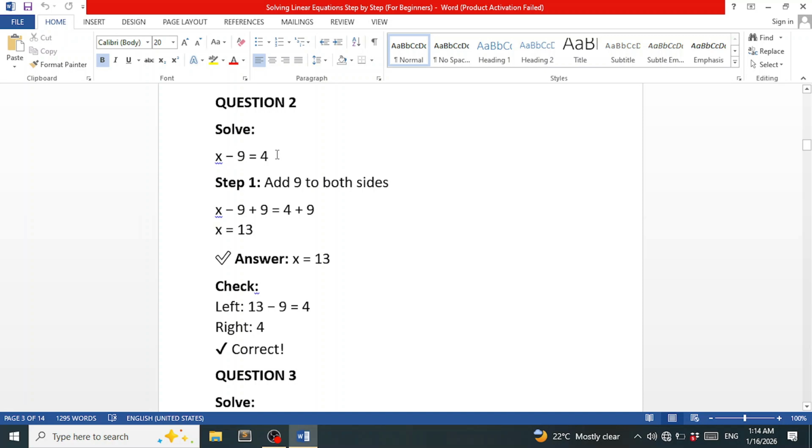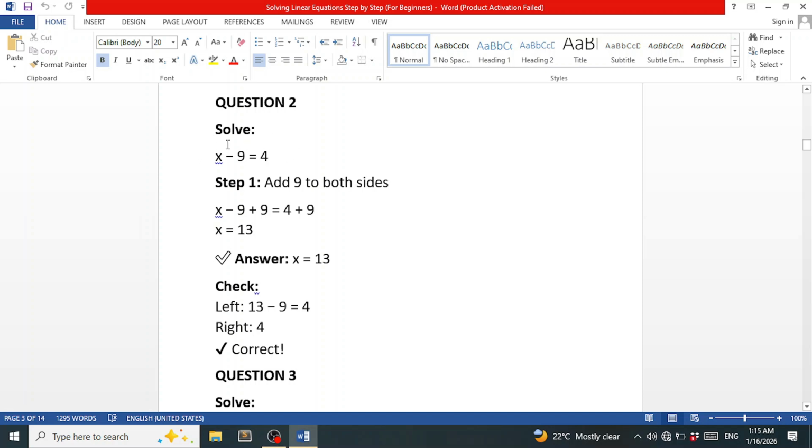Otherwise, many students fail from the start because of these operations or the signs, okay? But if you understand that, then it's going to be simple. When a positive number crosses the equal sign, it becomes a negative. But when a negative number crosses the equal sign, like for this question 2, it's going to be a positive. Memorize that. So how do we solve this?